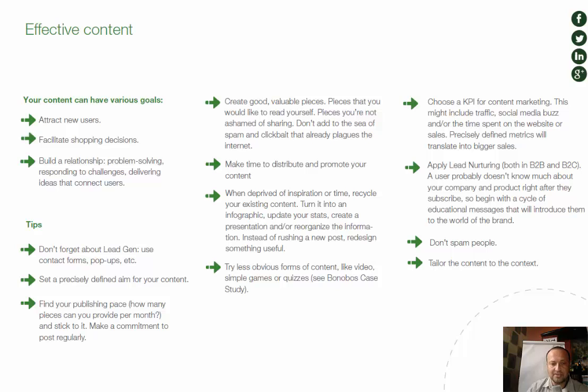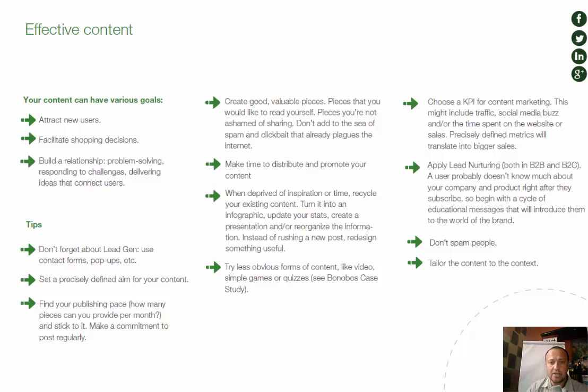Find your publishing pace. How many pieces can you provide per month? And stick to it. Make commitments to post regularly. Create good, valuable pieces. Pieces that you would like to read yourself. Pieces you're not ashamed of sharing. Don't add to the sea of spam and clickbait that already plagues the internet.